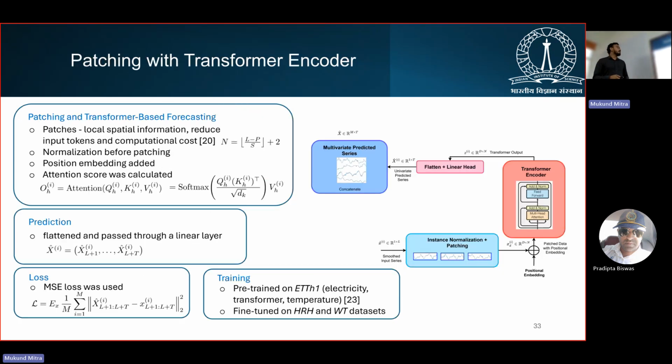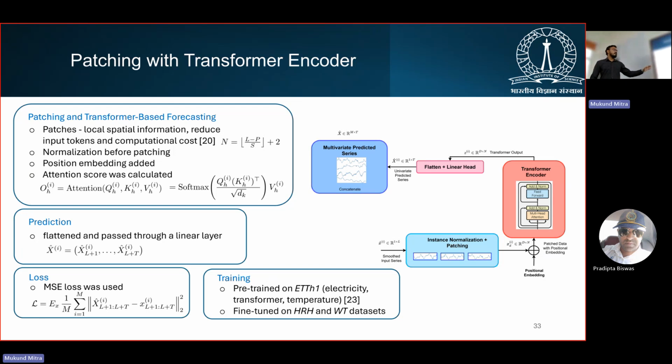But before sending, we patch the data, which reduces token size and computational cost, which has been proved in that PatchTST work. And then we normalize it. And then we embed it with positional embedding. And then we send it to a transformer encoder. So the transformer part is a standard method. It's not something new that I proposed.